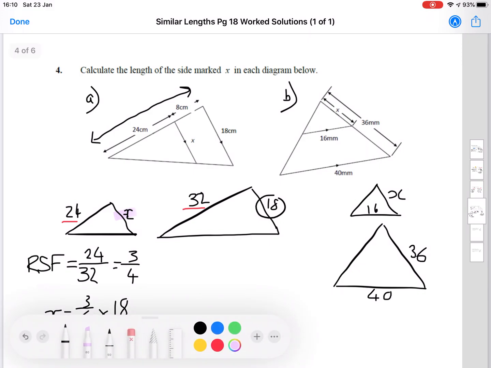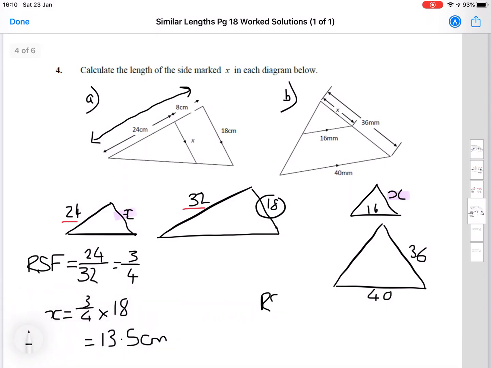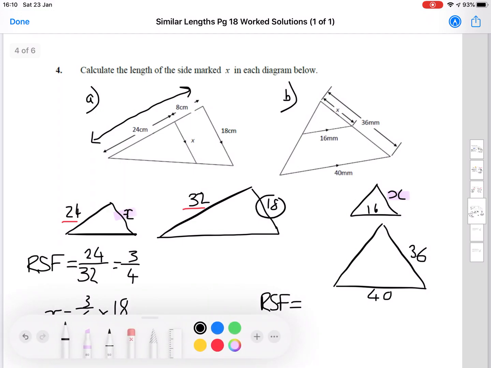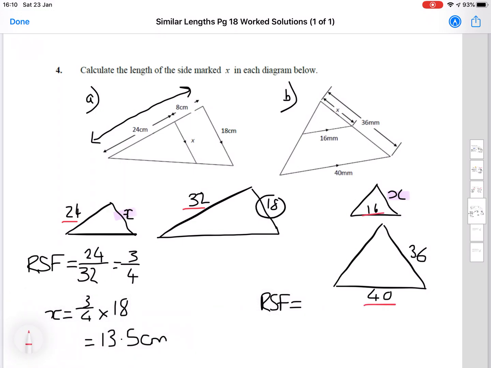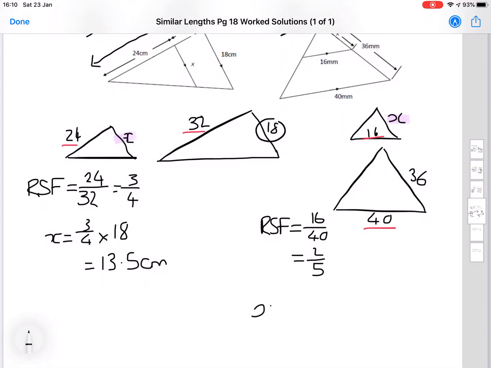So the side that's missing is on our smaller triangle, so it's going to be reduction scale factor again. And our pair of sides that correspond together would be the 16 and the 40. So we're going to do 16 over 40, which simplifies down to 2 over 5. To find our missing side X, we're doing 2 over 5 times the side that corresponds with X, which would be the 36. That's going to give us 14.4, and that question's in millimetres.